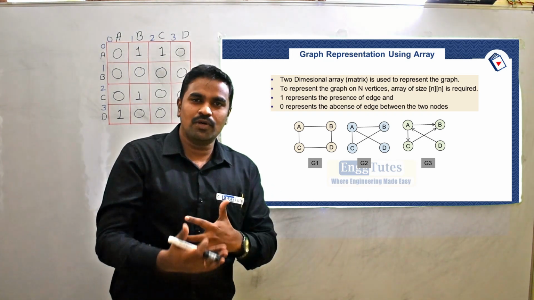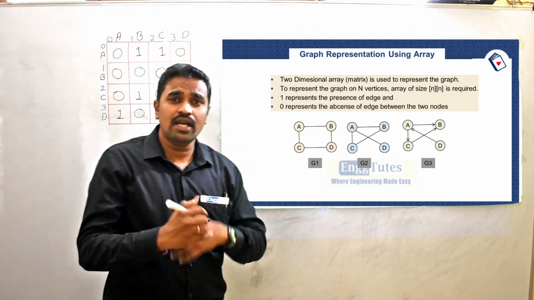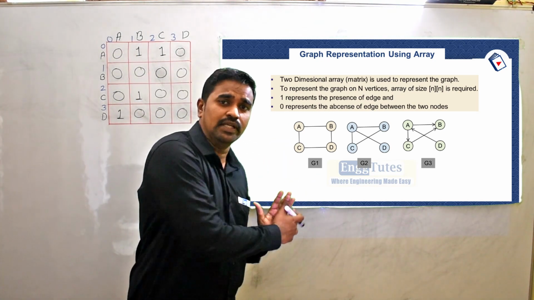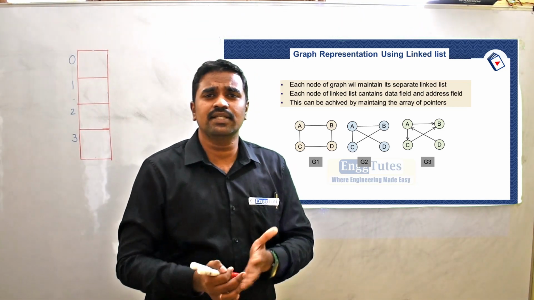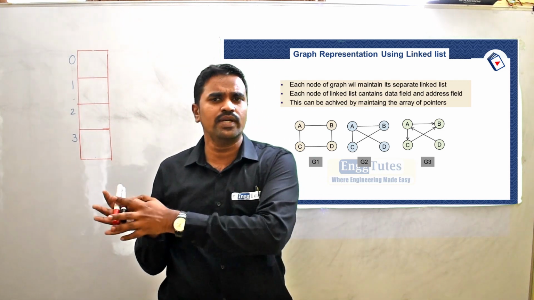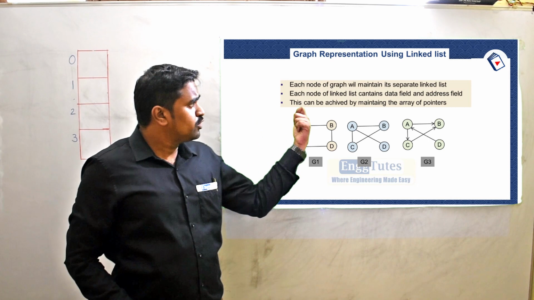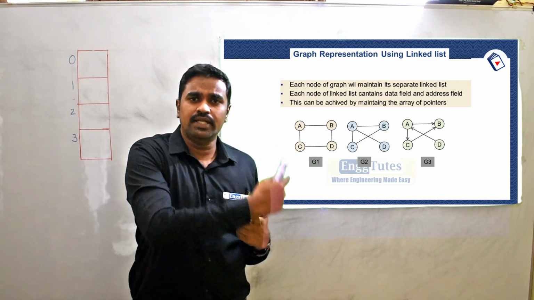Also, one more representation is important. That is nothing but the linked list. So let's see how we can plot the graph with the help of a linked list. Now let's see how we can represent a graph with the help of a linked list. We know linked list. A linked list is a set of nodes. A graph is a set of vertices and edges connecting those vertices. Done. So each node of a graph will maintain its separate linked list.